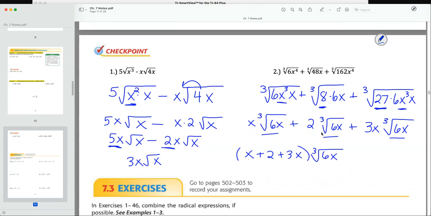Well, x plus 3x I can combine together to be 4x. But so altogether it would be 4x plus 2 times the cube root of 6x. Please work on the exercises, and when you're finished, you can check the answer key.